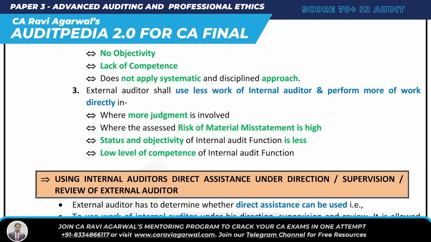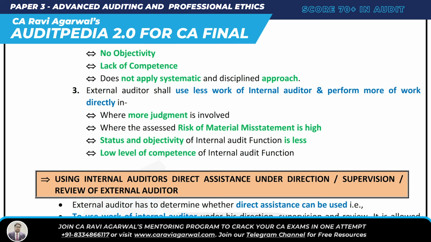Next, where the assessed risk of material misstatement, RMM, is high, where risk is high, where the status and objectivity of the internal audit function is less, in areas where you think the auditor will become biased, here you should use less work of the internal auditor. Correct? And also where there is a low level of competence. Okay, you got my point.